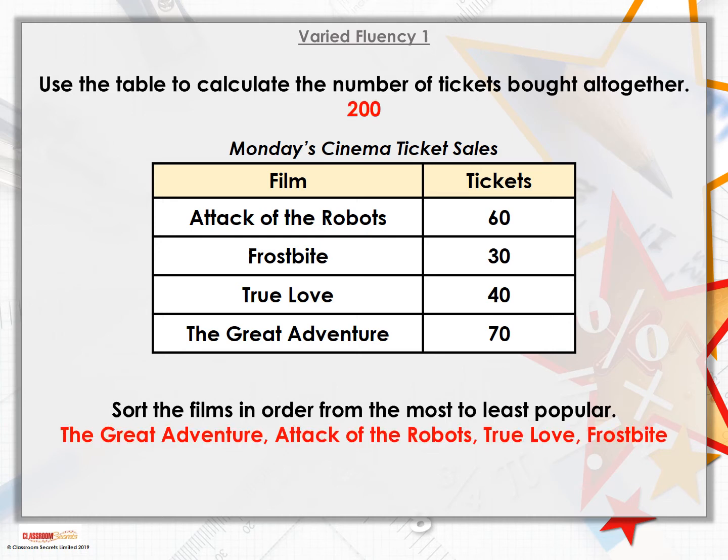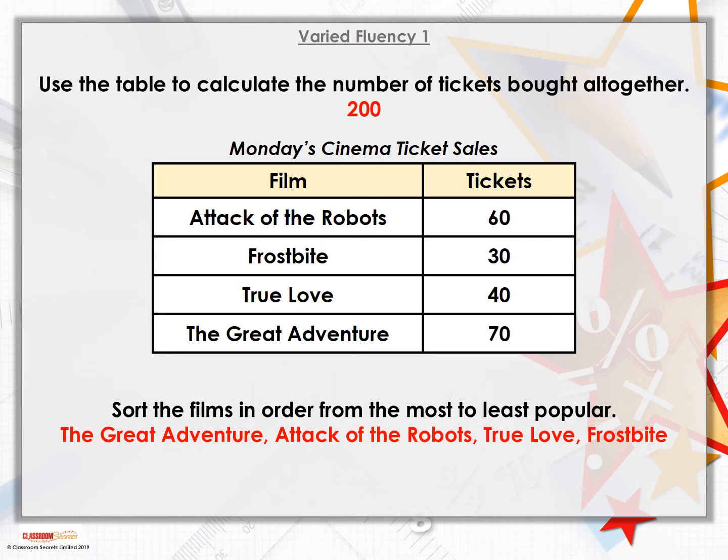Right, the first bit, to calculate how many tickets there were altogether, you should have done 60, add 30, add 40, add 70. And using your knowledge of number bonds, I would have done 60 add 40 equals 100, 70 add 30 equals 100, and therefore 100 add 100 is 200. I didn't even have to write anything down for that one.